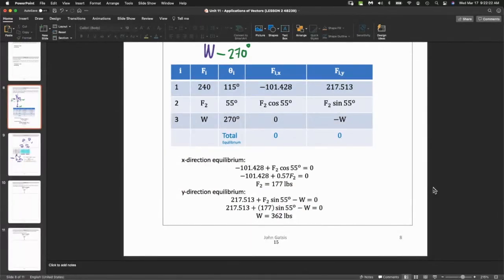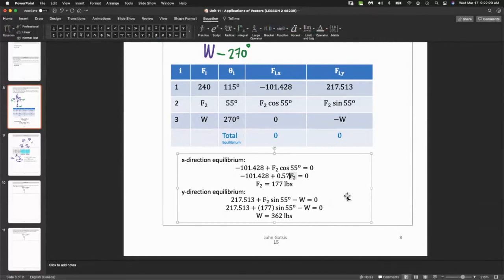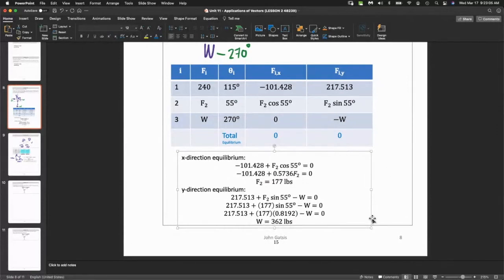Anybody want to tell me what cos 55 and sine 55 are to 4 significant digits in the chat, please? Any volunteers? Thank you. And sine? Thank you very much.